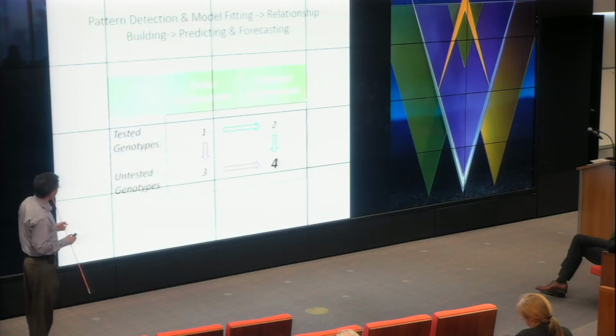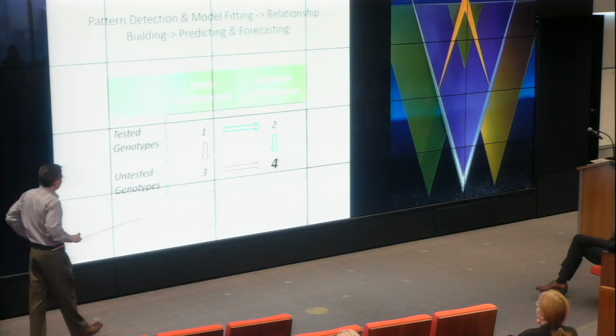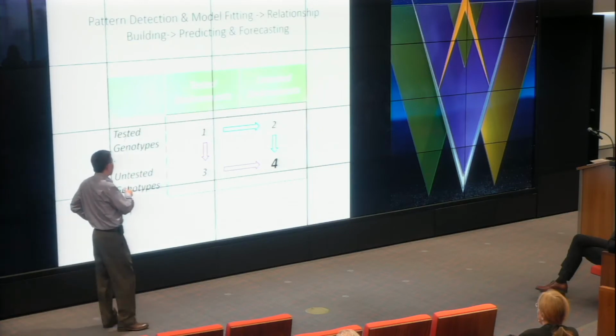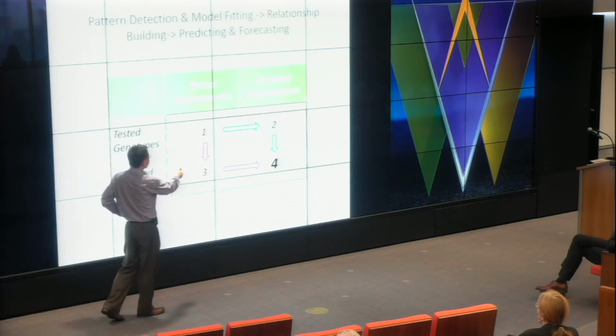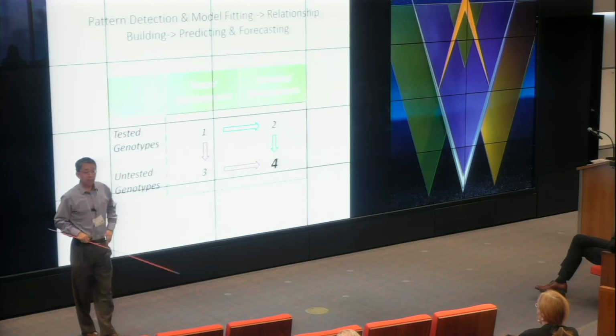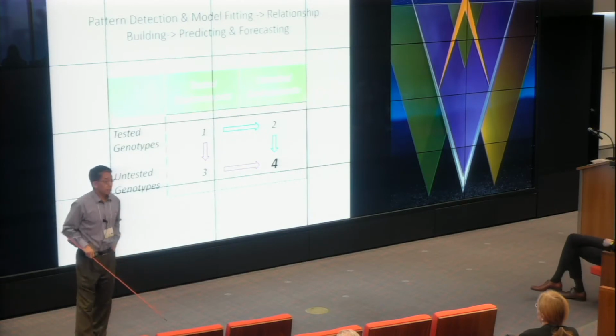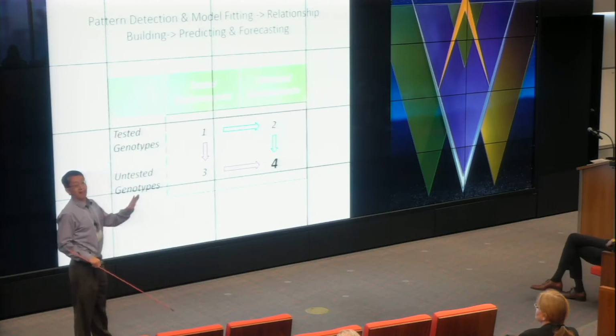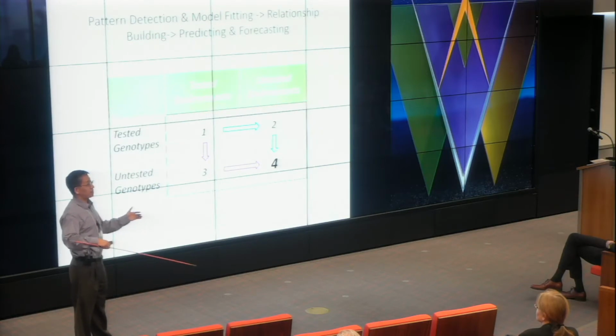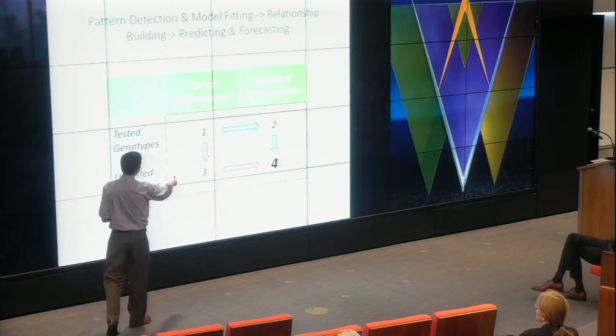So here, I'll just go through pattern detection, model fitting, relationship building, predicting, forecasting together, right? You know that we have limited resources. All we have is tested genotypes, tested at the environments. I also tell people that plant breeders or public research scientists, we hate this G by E because we don't have that much money and resources for testing like a company, 50 locations, 100 locations. That's what we have here.